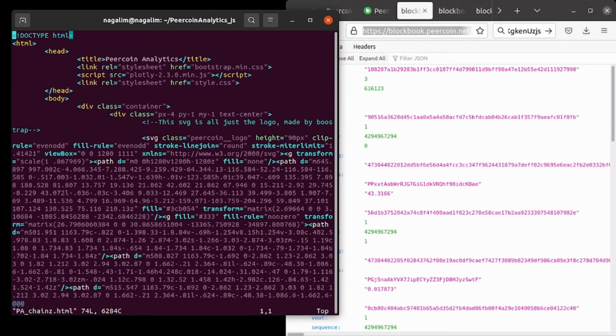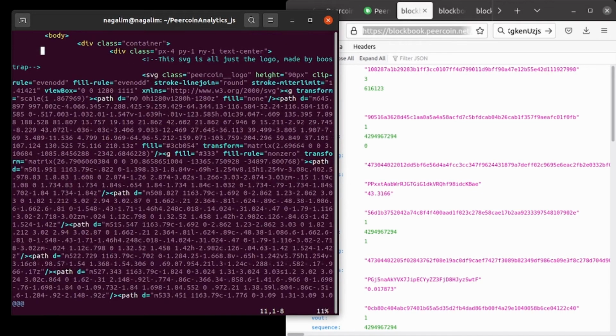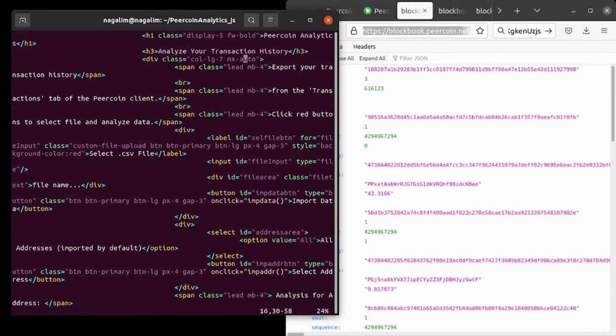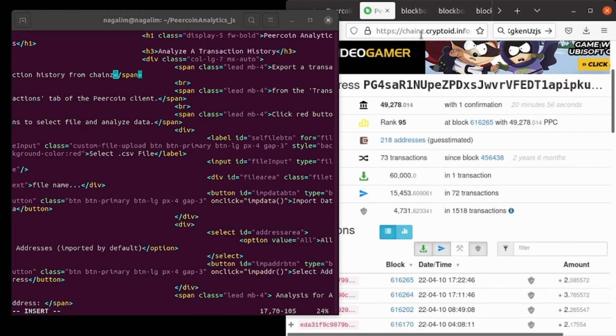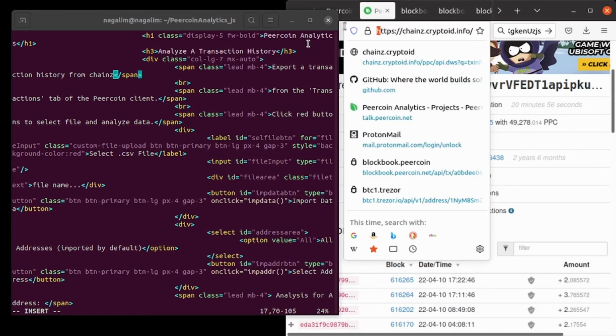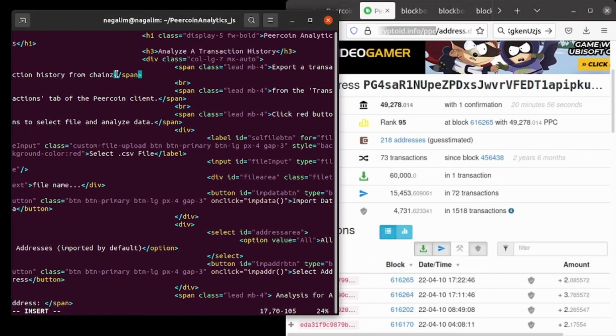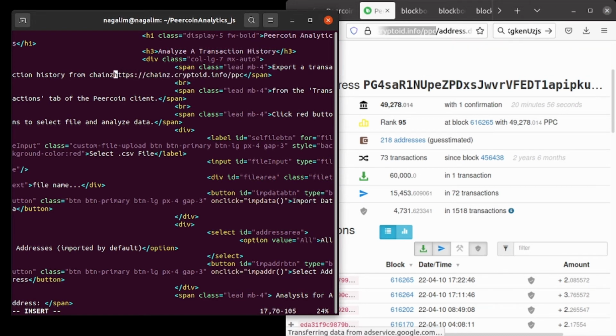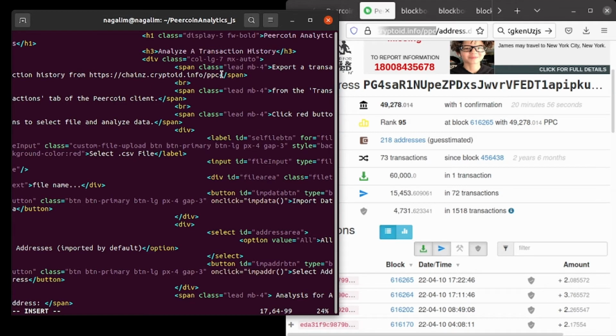PA Chainz. Alright, so let's give some quick instructions, but it's going to be the exact same thing. Analyze a transaction history, export a transaction history from Chainz. I'm not going to have enough space for this. Oh, right. Of course I don't have enough space for it. I didn't have enough space for it before either.